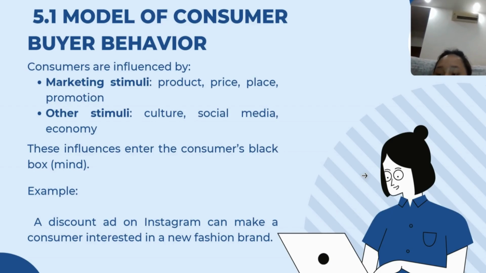Section 5.1 also introduced the model of consumer buyer behavior. Consumers are influenced by marketing stimuli such as product, price, place, and promotion, as well as other environmental factors. This influence enters the consumer's black box, which represents the buyer's mind, personal characteristics, and decision processes that shape how information is evaluated.